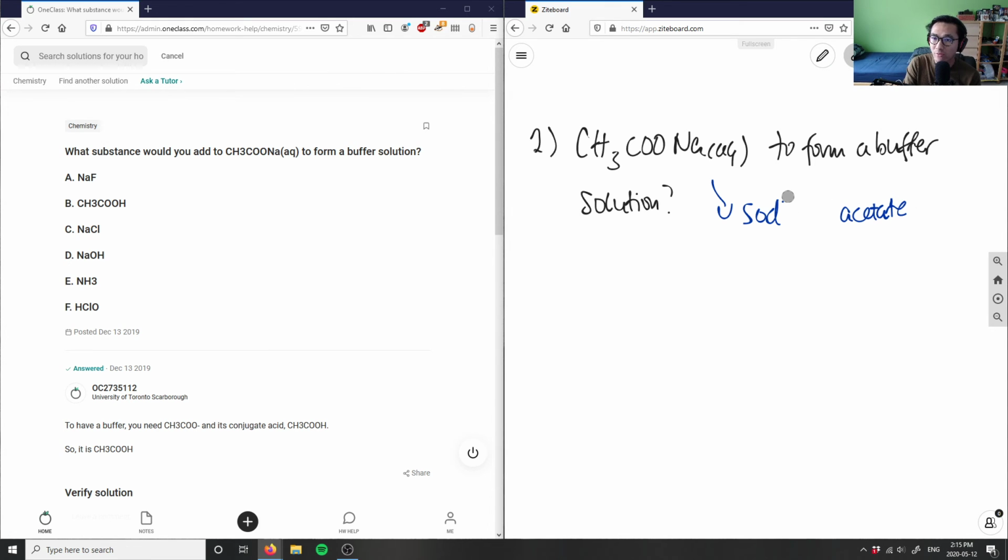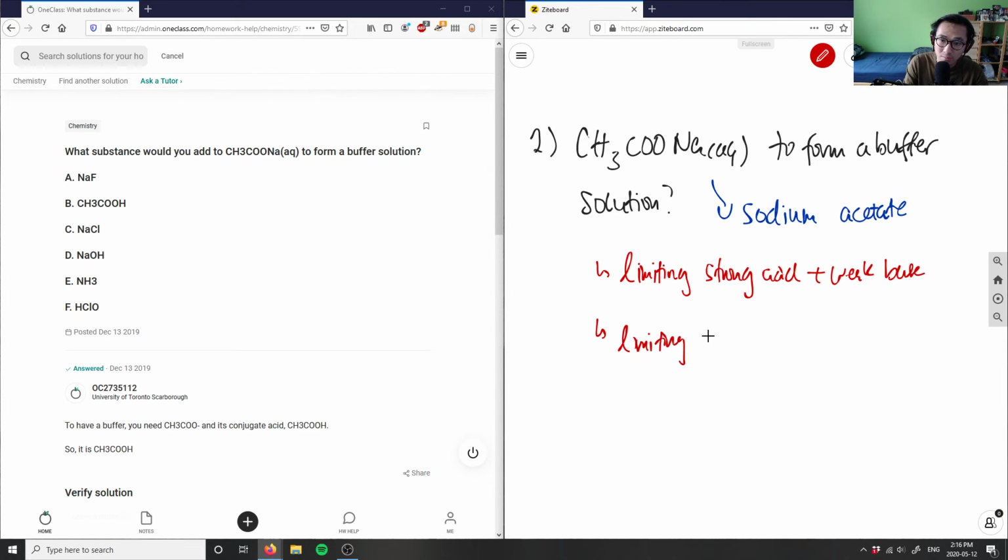And what we know is that if we want to find a buffer, how do we create a buffer? Well, there are 3 ways to form a buffer here. So we can do one of three things. We can have a limiting strong acid plus weak base. 2 is a limiting strong base plus weak acid. And then thirdly, we can also use a conjugate acid plus conjugate base.